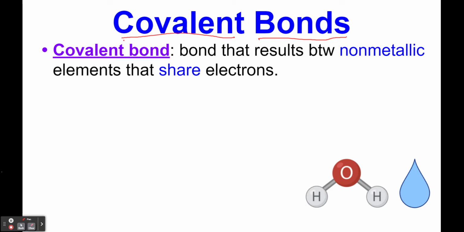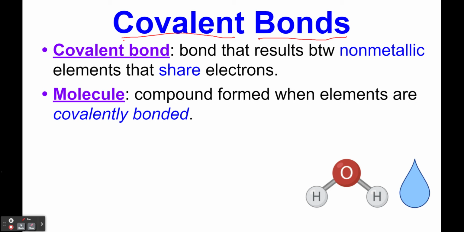Covalent bonds are when these atoms are sharing electrons, and they do this for the same reason that ionic bonds form, because these atoms want to be stable. They want to fulfill that octet rule, but they can do it through sharing rather than just gaining or losing electrons. Okay?